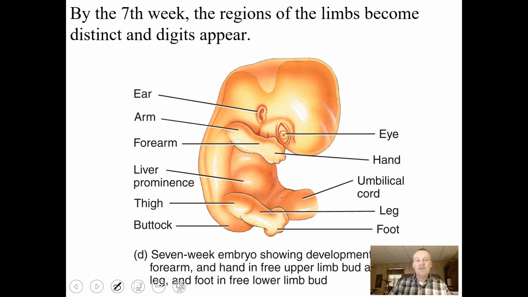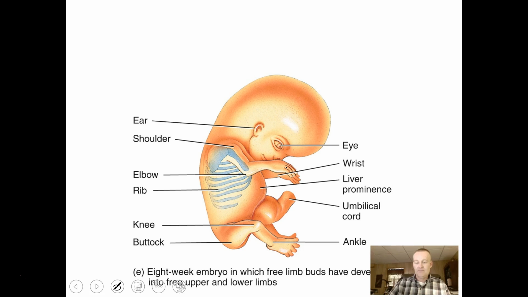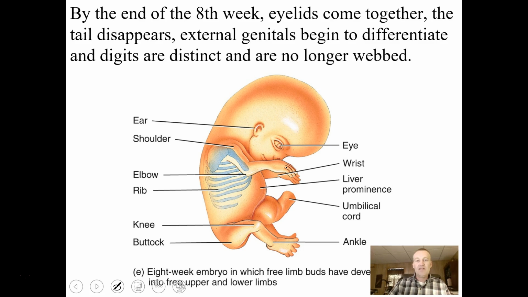By the end of the 7th week, the regions of the upper limbs have become distinct digits. By the end of the 8th week, you get eyelids that come together, and the tail disappears. External genitals begin to differentiate, and digits are distinct and are no longer webbed.